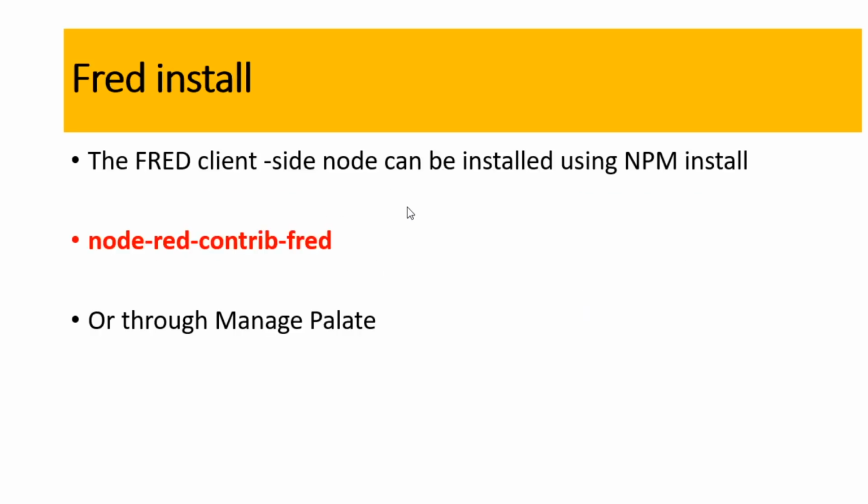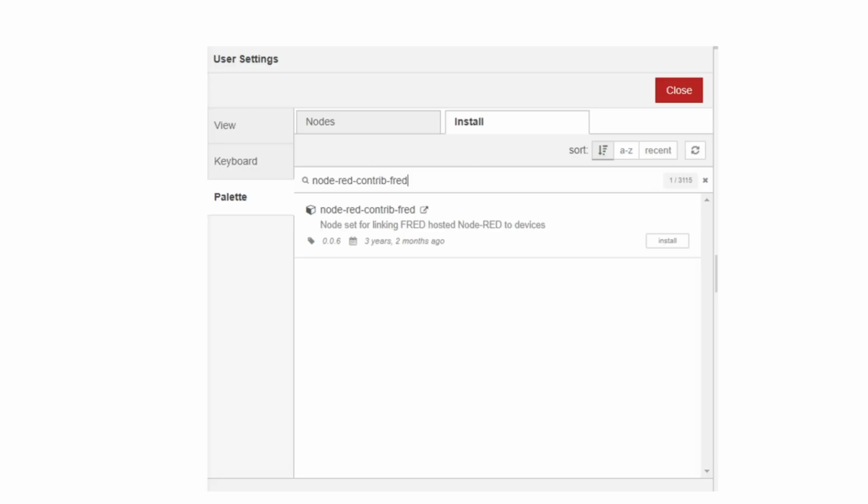To install your FRED nodes in and out, as usual, you just open your Node-RED platform. You can go to manage palette and install it, or else install it through a command. Node-red-contrib-fred is the command to install the node. You can even copy the same command and install it through manage palette. We are just going to see it through manage palette.